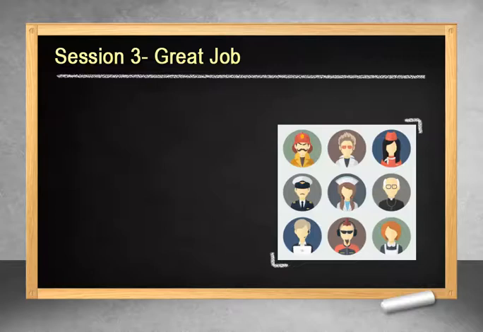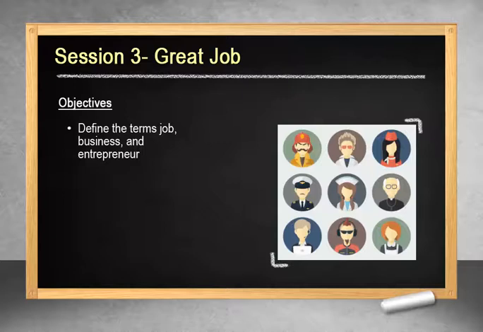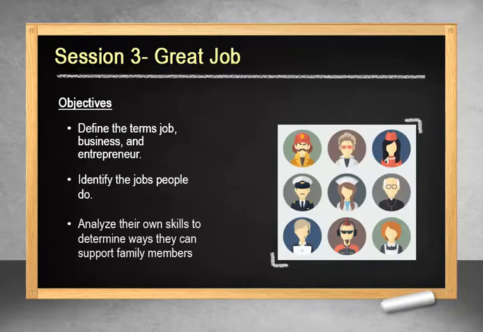Good job. The objectives for the third session are to help the students to define the terms job, business, and entrepreneur, as well as identify the jobs people do. Students will also analyze their own skills to determine ways they can support family members.